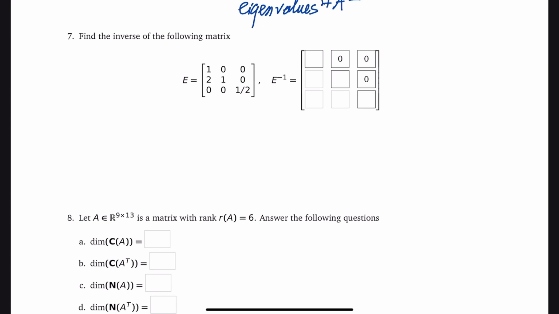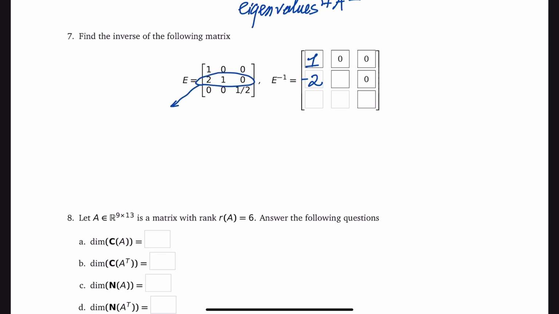So in this problem, we need to find the inverse of this matrix. So it looks like the elimination matrix. Where we have this 2, 1, it means that we need to add 2 times the first row to the second row, right? So what we can do, in order to revert the operation back, is just put the minus 2.